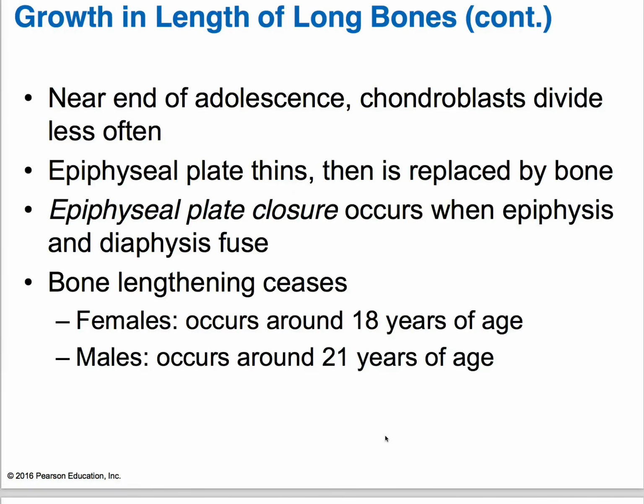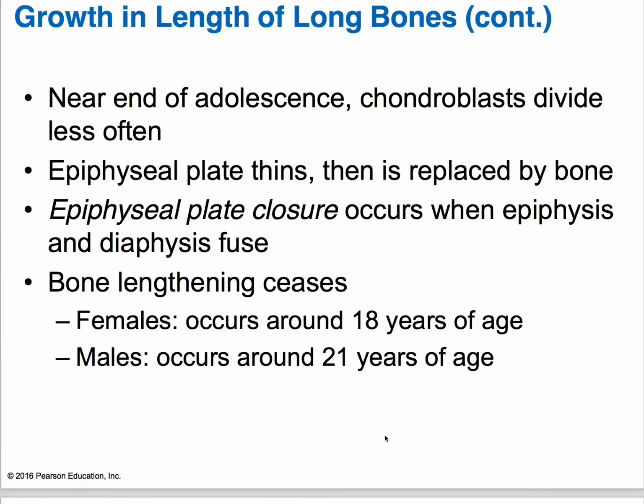As the next slide says, towards the end of adolescence, the chondroblasts are not dividing as often, so their activity decreases. The plates start to thin out, and then they get replaced by bone. So epiphyseal plate closure happens when the epiphysis and the diaphysis fuse. Now, when does this end? In other words, when does bone lengthening stop?